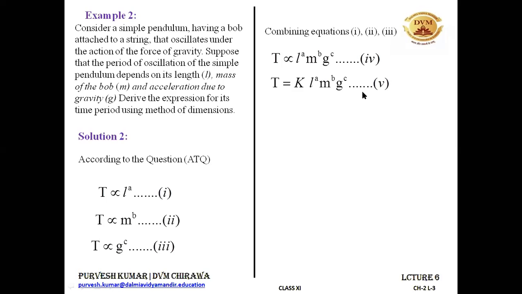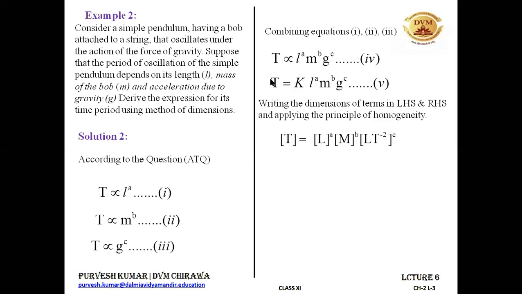All right. Now we have to write the dimensions for the quantities that are involved in equation number 5 towards the left hand side as well as towards the right hand side. That's what we need to do. So let's solve it. The dimension for time period T is T only. So you can write it like this: T. K does not have any dimension.